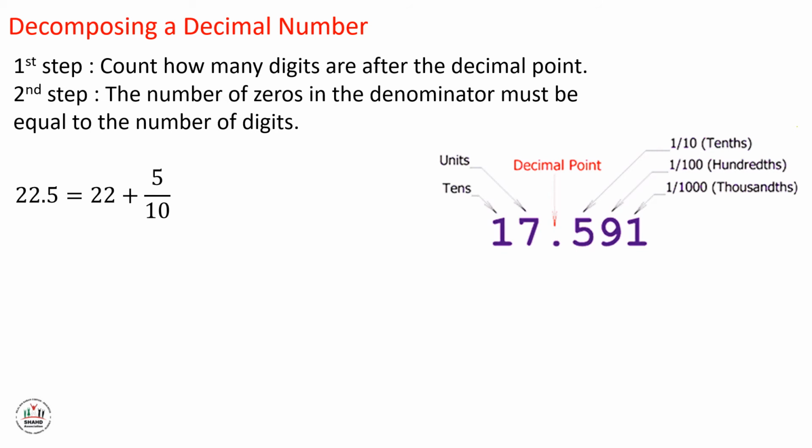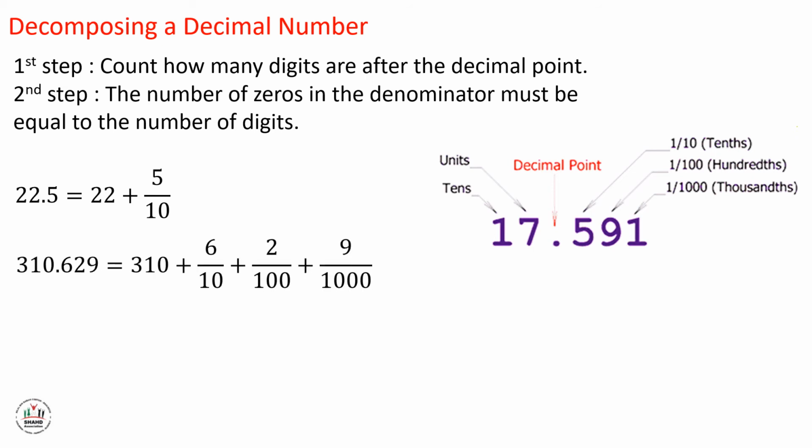22.5. We can write it as 22 plus 5 over 1, and we write zeros to the right of 1 as many as we have digits after the decimal point. We have only one digit, only 5. So we write 1, and to the right of 1 we write 0.